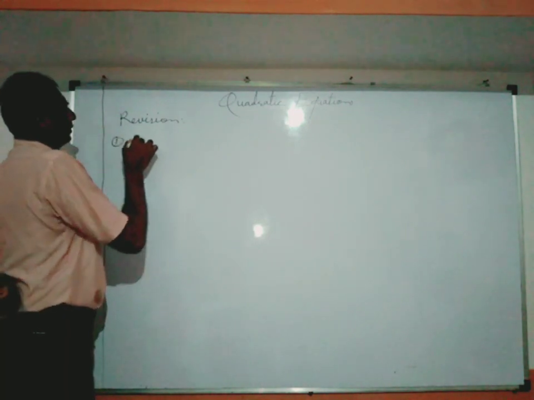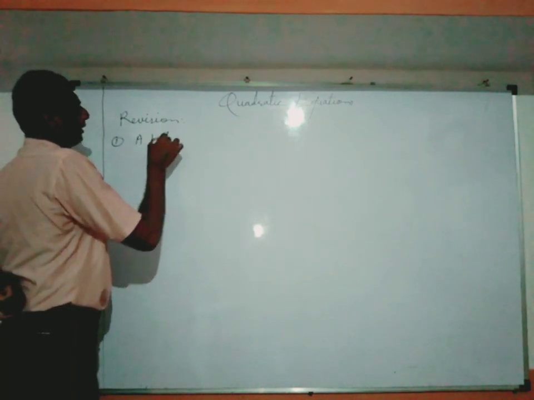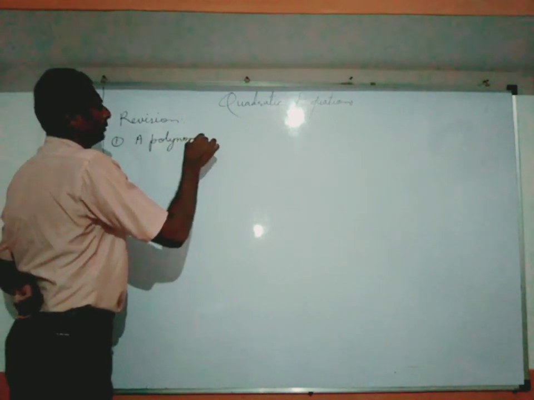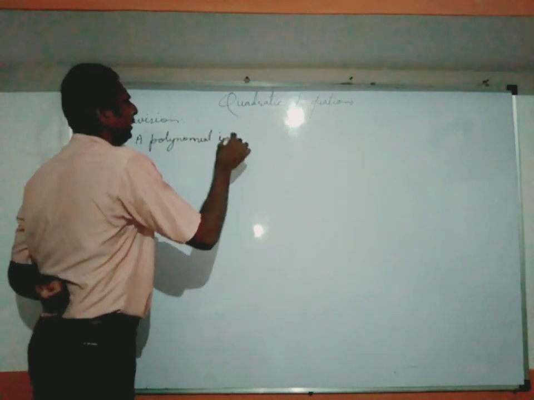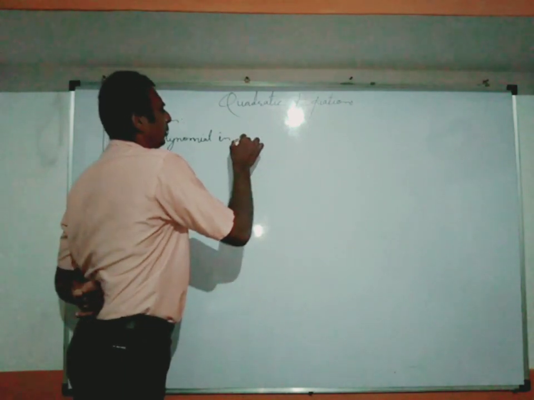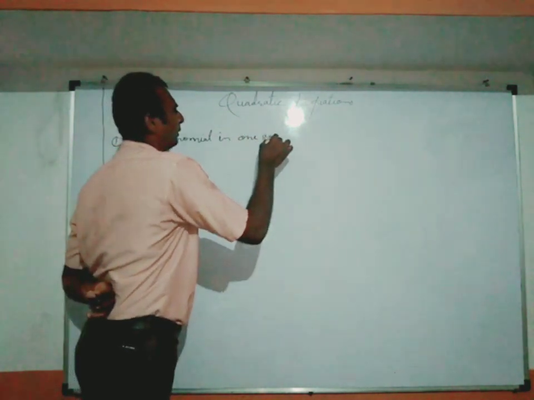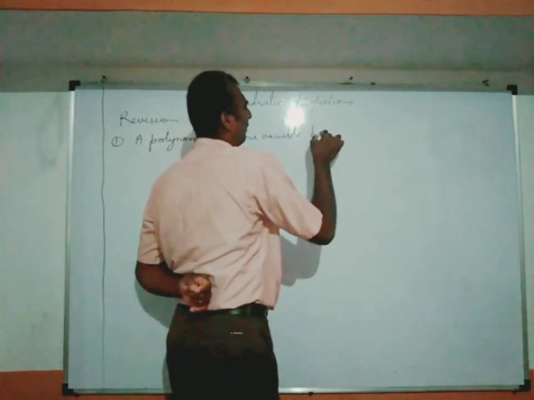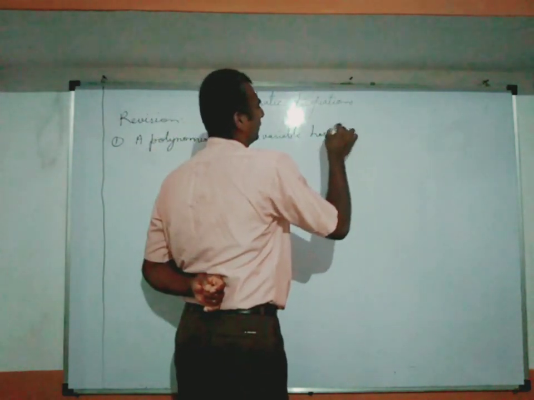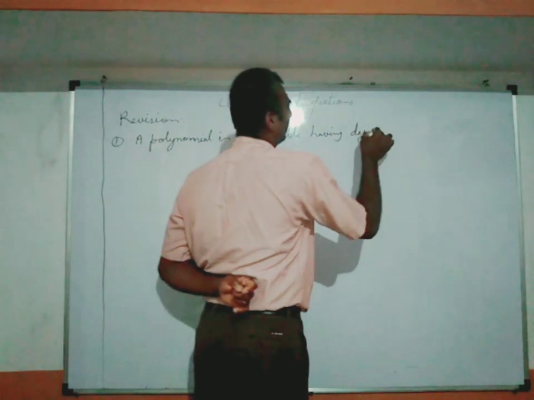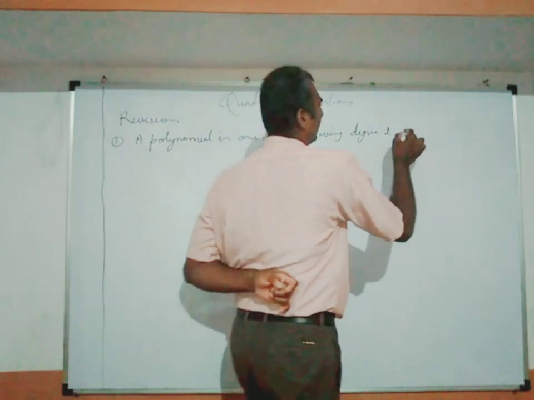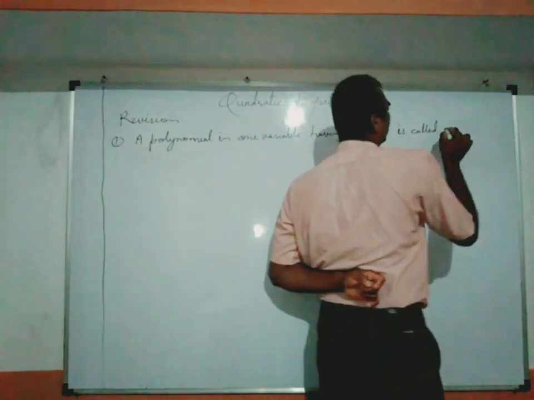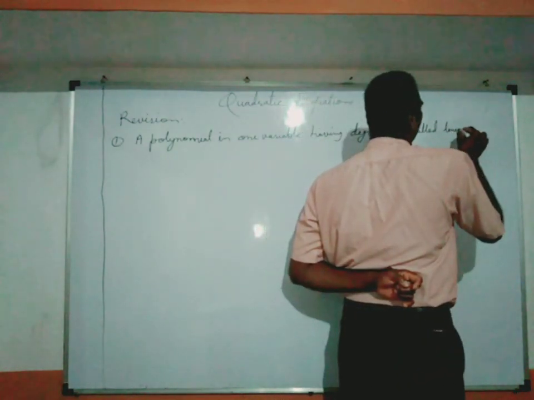Number 1. A polynomial in one variable having degree 1 is called linear polynomial.